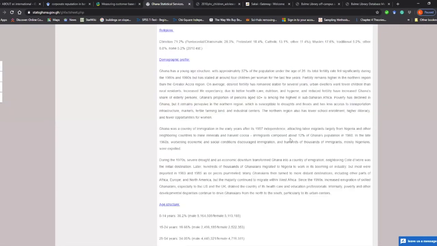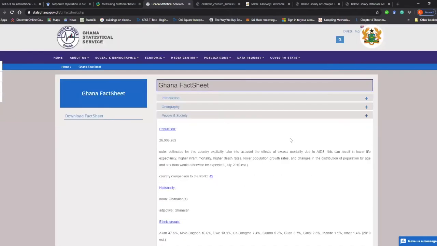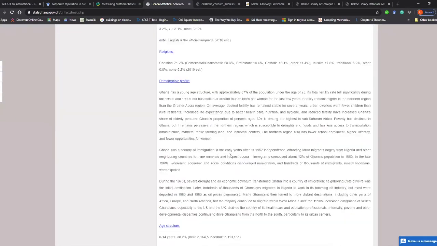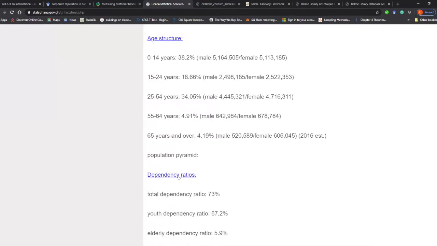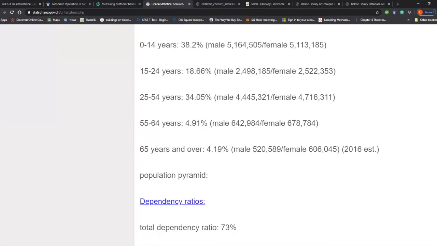Okay. Lucy, can you see it now? Yes, madam. So I'm on the page of the Ghana Statistical Service. Yes. And this is their age structure. So they have 0 to 14 years, 15 to 24, 55 to 64, it's very faint. Then 65 years and over. Can you see it now? Yes, I've seen it.